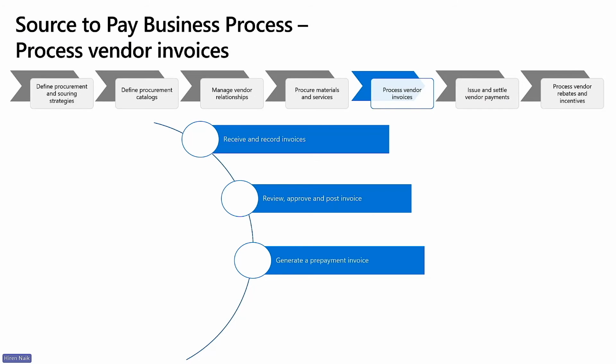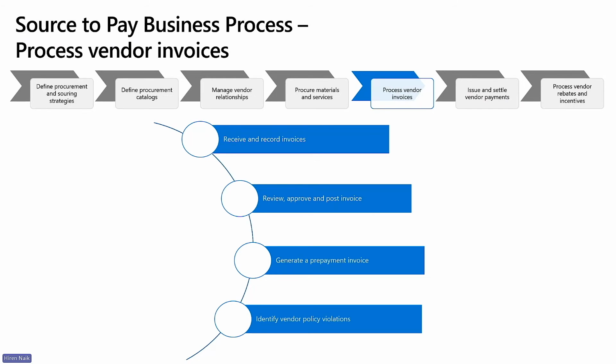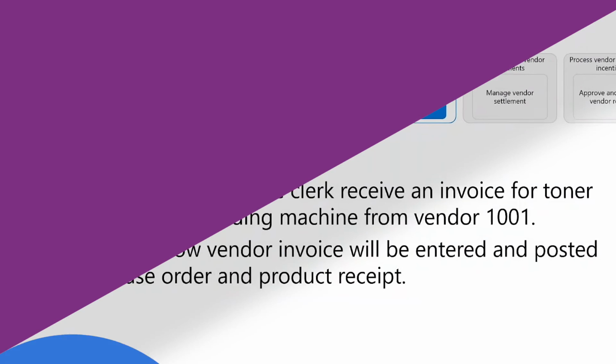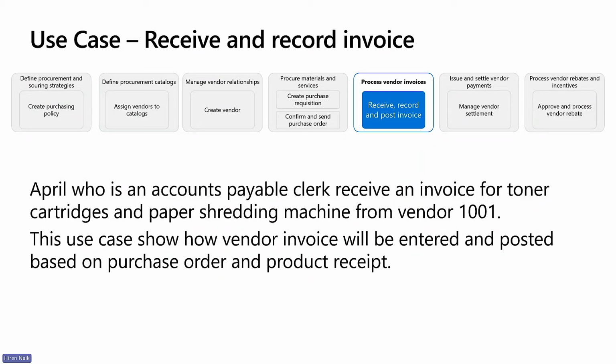If vendor invoice policy is configured, vendor invoice policies are run when you post a vendor invoice by using the vendor invoice page, and when you open the vendor invoice policy violations page. You can also configure the vendor invoice workflow to run vendor invoice policies every time that you submit an invoice to the workflow. Now let's see a use case for the vendor invoice. April, who is an accounts payable clerk, receives an invoice for toner cartridges and paper shredding machine from vendor 1001.